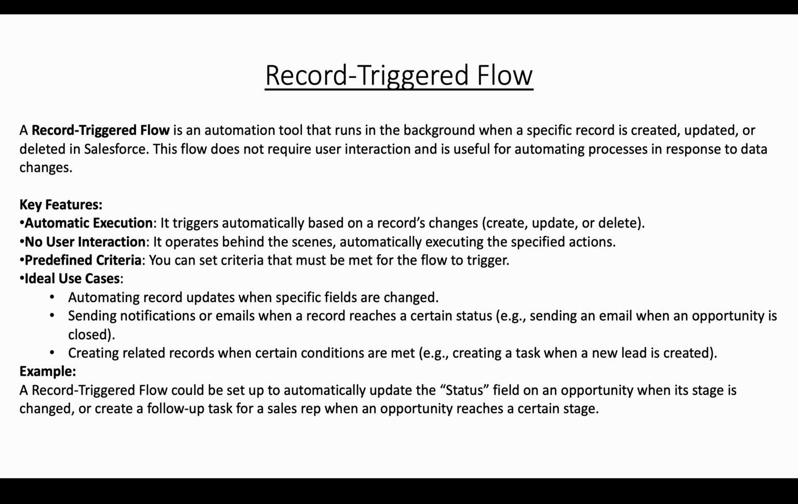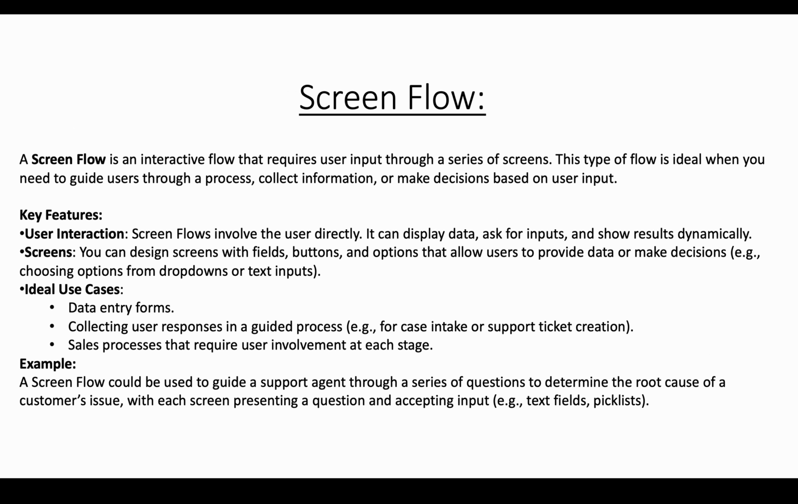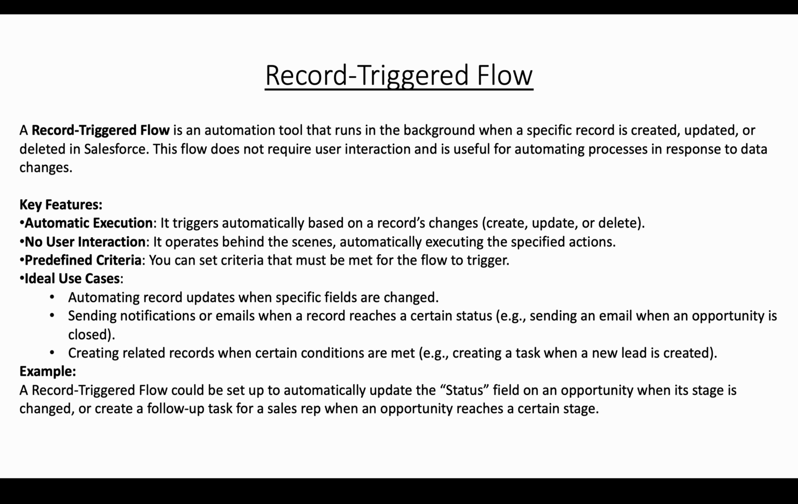So let's see another. As we discussed, screen flow we have done. Record trigger flow. What is record trigger flow? A record trigger flow is an automation tool that runs in the background. Screen flow is an interactive flow that requires user input through a series of screens. Record trigger flow is an automation tool that runs in the background when a specific record is created, updated, or deleted in Salesforce.